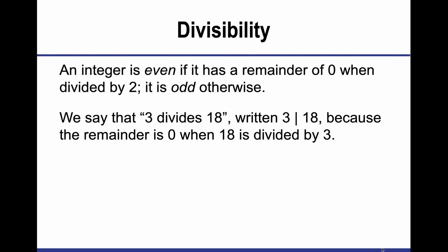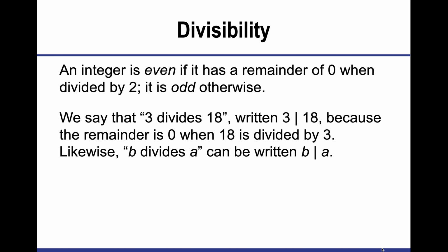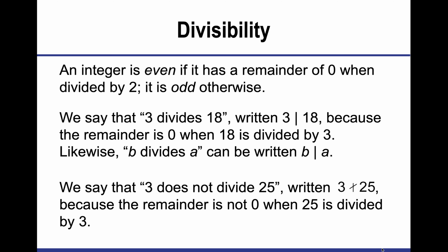So when we say that 3 divides 18, that would be 3 divides 18 because the remainder is 0 when 18 is divided by 3. So this would be similar to dividing some number by 2. And we're going to show it with this vertical line, because it's very similar to a fraction when you turn it horizontally. And we're trying to build that foundation right now.